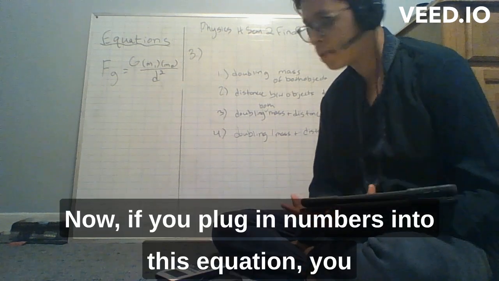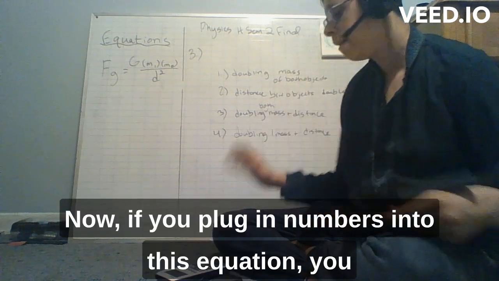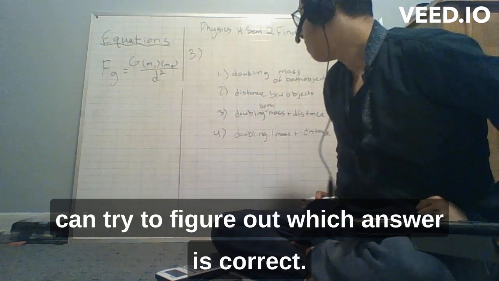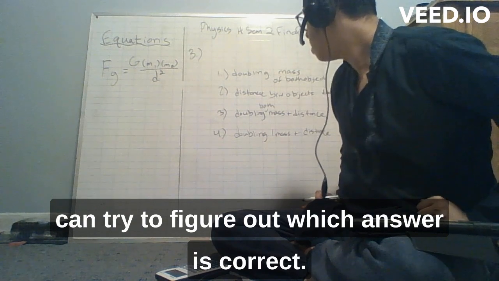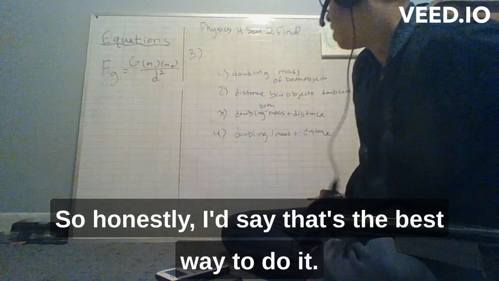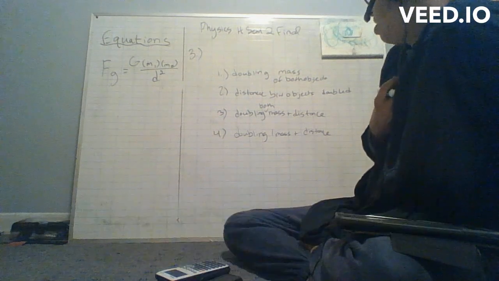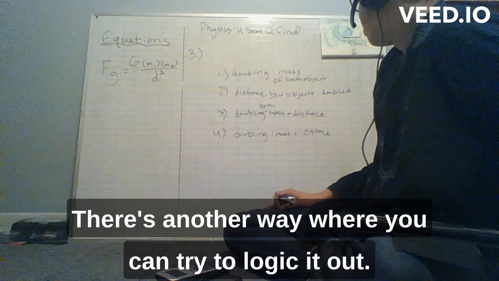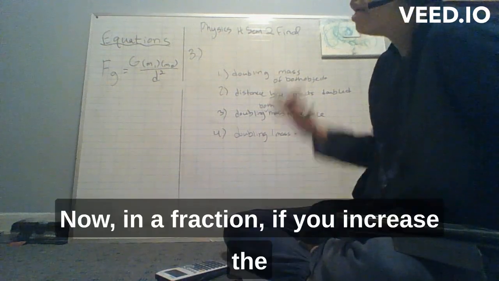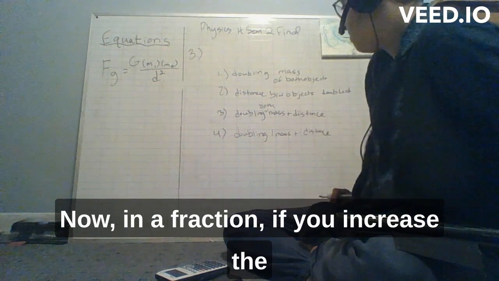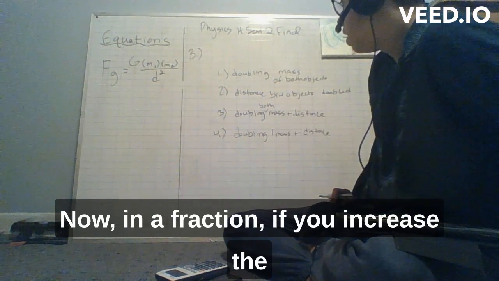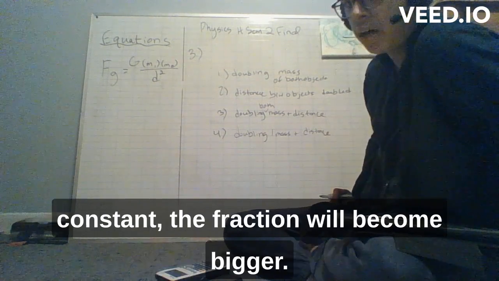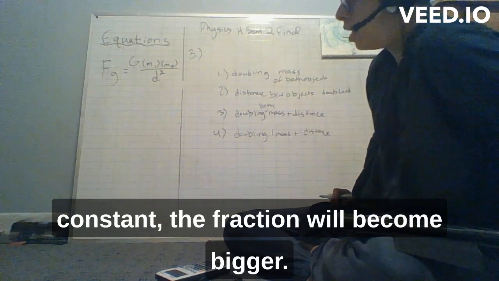Now, if you plug numbers into this equation, you can try to figure out which answer is correct. Honestly, I'd say that's the best way to do it. At least that's how I would approach it. There's another way where you can try to logic it out. Now, in a fraction, if you increase the size of the numerator while the denominator stays constant, the fraction will become bigger.